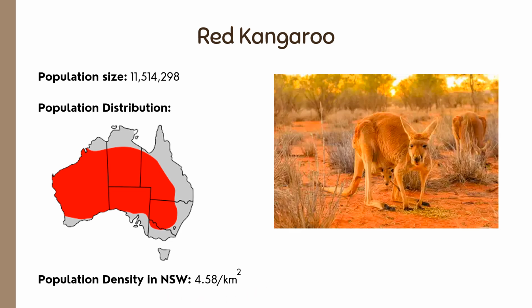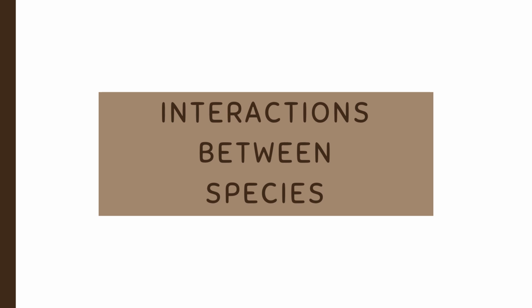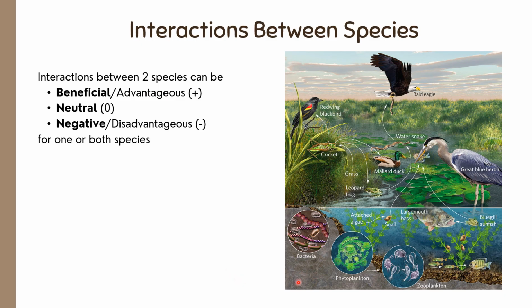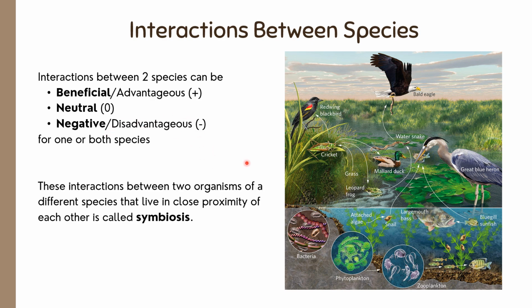Let's have a look at the interactions between species, so that we can identify how these species are interdependent on each other. We can describe interactions between two species as either being beneficial or advantageous, neutral, or negative and disadvantageous for one or both of the species. So it might be beneficial for one, neutral for the other, or negative for both, for example. These interactions between two organisms of different species that live in close proximity to each other are called symbiosis.